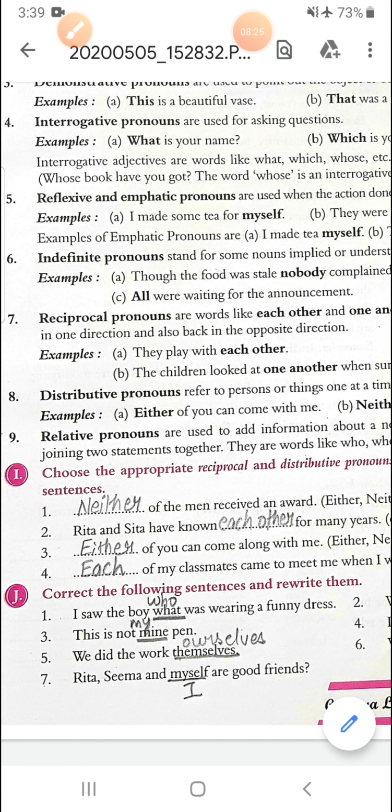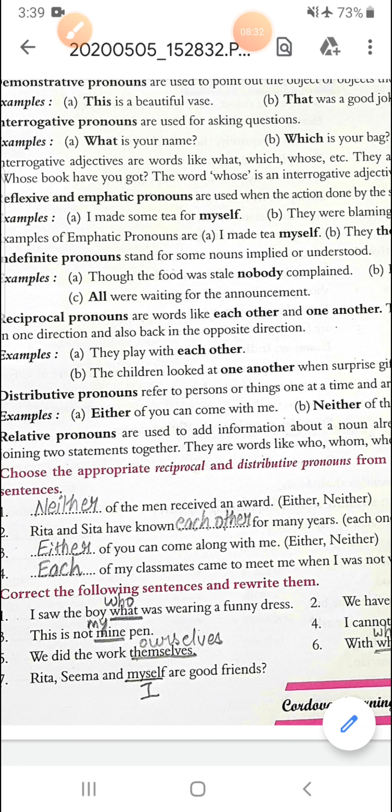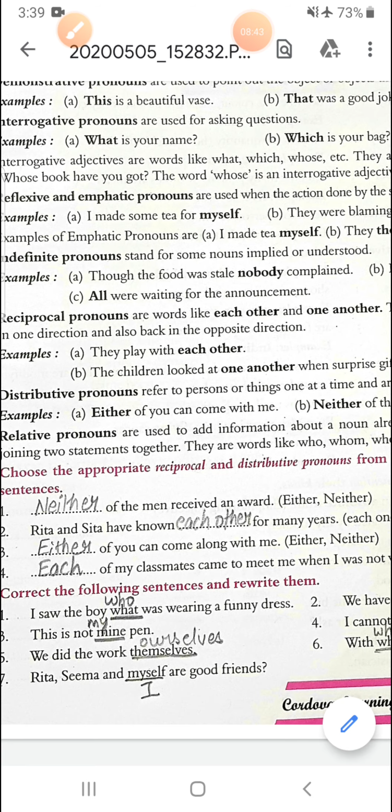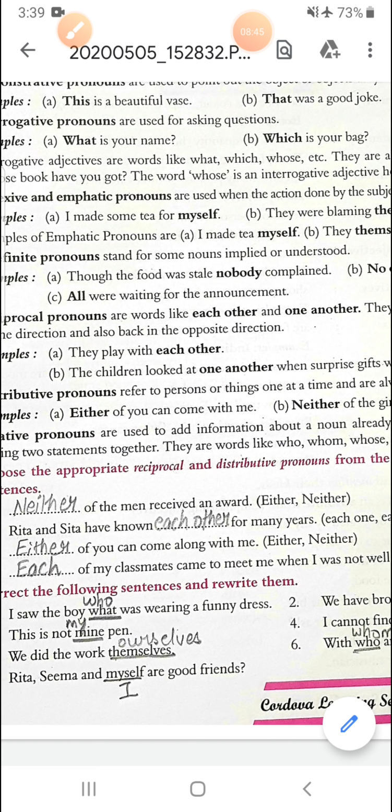Then, sixth is indefinite pronouns. Indefinite pronouns stand for some nouns implied or understood. Means it refers to an indefinite or general person or thing. For example, if I'm saying Ram is nice, Rohan is nice, Aman is nice, and suppose there are 10 students in my class.